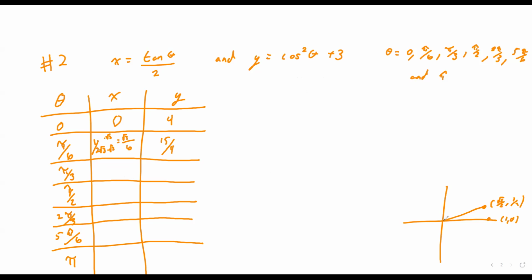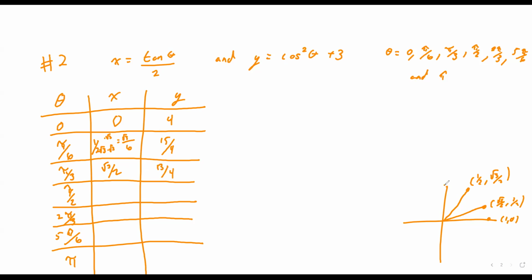Pi over 3 would be 1/2, square root 3 over 2. So now that would be keep, change, flip. This time it'll just be straight up square root of 3 over 2, so I can leave it like that. This one then would be 1/2 squared, so that's 1/4. 1/4 plus 3, that's 12/4 plus 1/4, which would be 13/4.